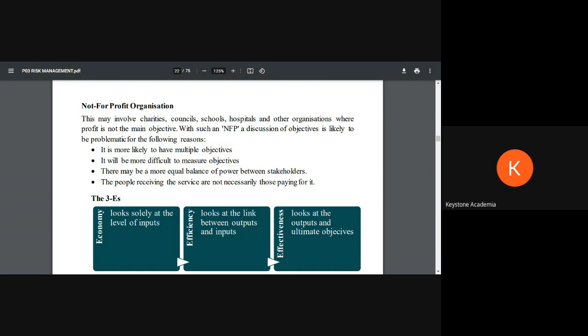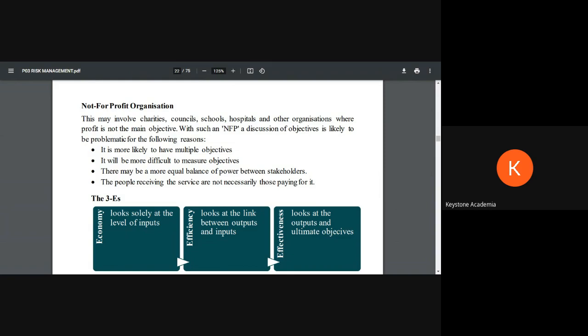So how do they see their performance? They do it on 3Es: economy, efficiency, and effectiveness. Economy is about the input, what level of input they are putting in. Let's say it is a government hospital, they'll ask how much we are charging. Efficiency looks at the link between outputs and inputs, so how many people we have treated can be efficiency. Effectiveness looks at the output and the ultimate objective. That means how many people were actually cured, what percentage of people, sometimes how many people died, how many we have saved, and how quickly we recovered. That is ultimately the effectiveness. So: economy, efficiency, and effectiveness.